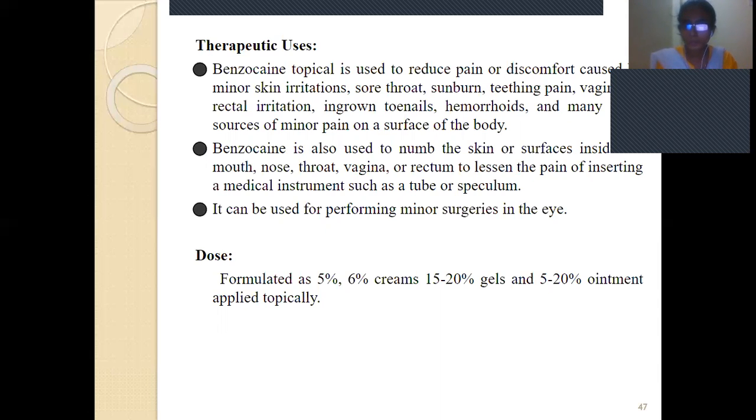It is also used to numb the skin or the surface inside the mouth, nose, throat, vagina, or rectum. It is also used for performing minor surgeries in the eye. So not only to reduce pain in different body parts, but it is also used in minor surgery of the eye.